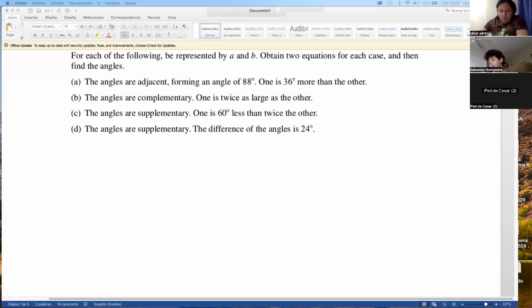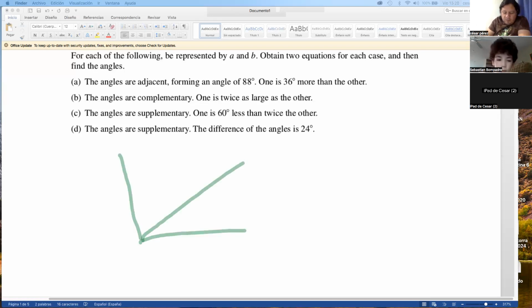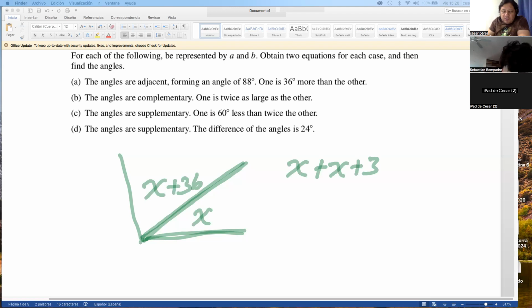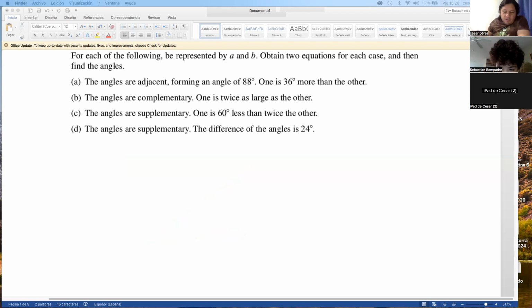Okay, how do you solve it? Do you draw something, make an equation? Yeah. Okay. For example, we can draw something like this. Those are adjacent angles. The smaller is x, and the larger is x plus 36. So we will have x plus x plus 36 equals 88, and we solve this equation, no? Yeah. The second, the problem B.